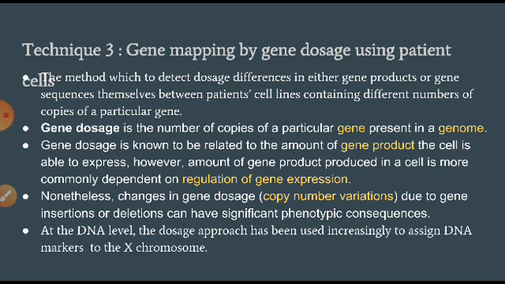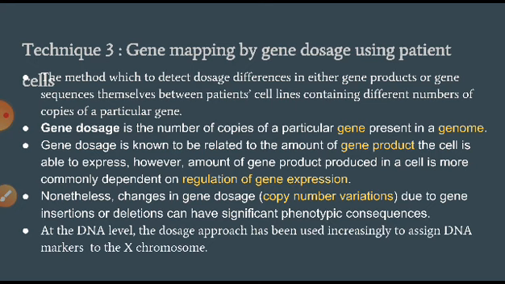Technique 3 is gene mapping by gene dosing using patient cells. It is a method to detect dosage differences, in either gene products or gene sequences themselves, between patient cell lines containing different numbers of copies of a particular gene. Gene dosage means the number of copies of a particular gene present in the genome. Gene dosage is known to be related to the amount of gene product the cell is able to express.